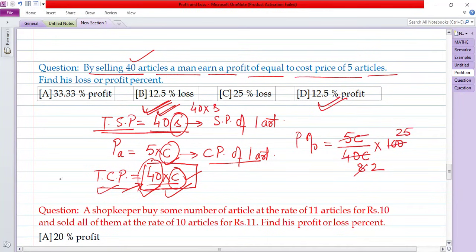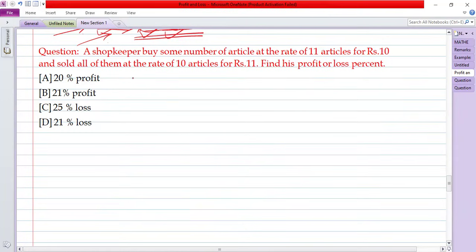So actually here, this point is important, that the total cost price will be 40C. Once again, because if I am selling 40 articles at one point of time, then back in time I must have bought the 40 articles. So this point is important. So this is yet another type.